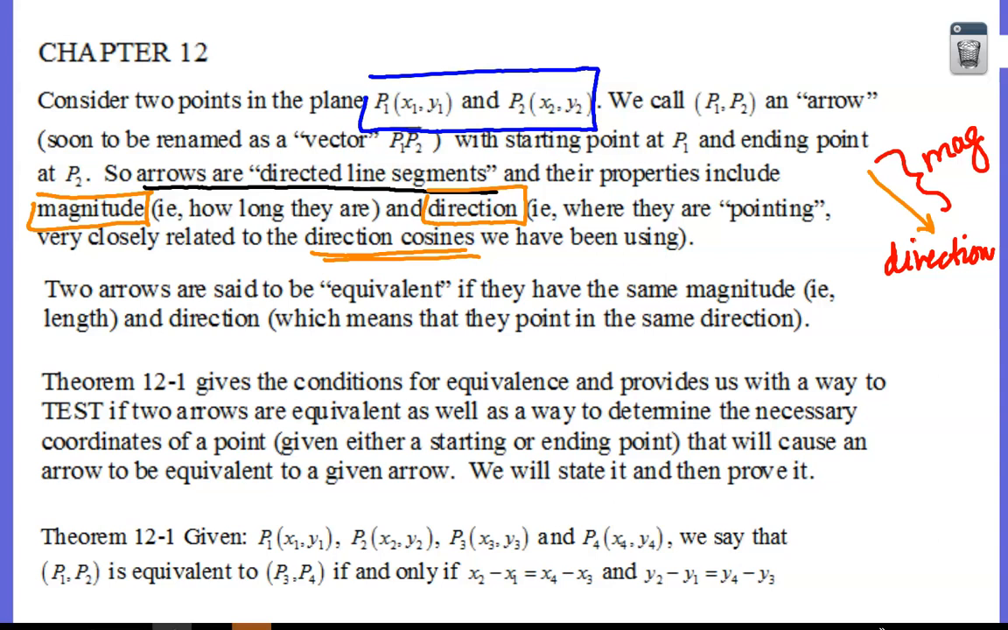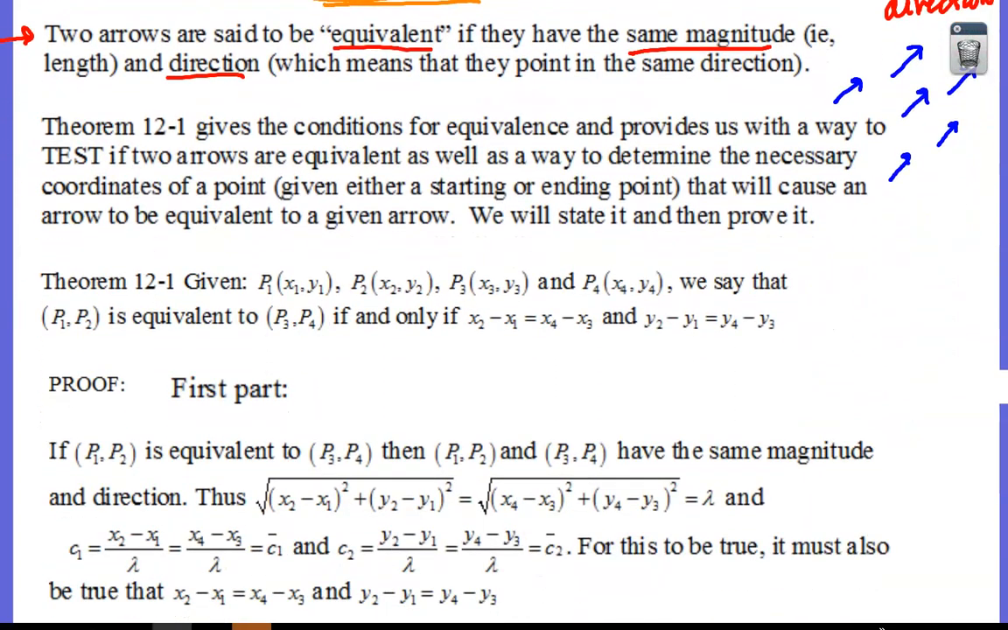All right. If we want to say that these two arrows or vectors are equivalent, then they have to have, as you might imagine, the same magnitude and be going in the same direction. So, for example, I could have a bunch of vectors. If they're all headed in the same direction and have the same magnitude, we call these equivalent vectors. Okay. So how do we test for equivalence? If we wanted to know if two vectors are equivalent, how would we do that?